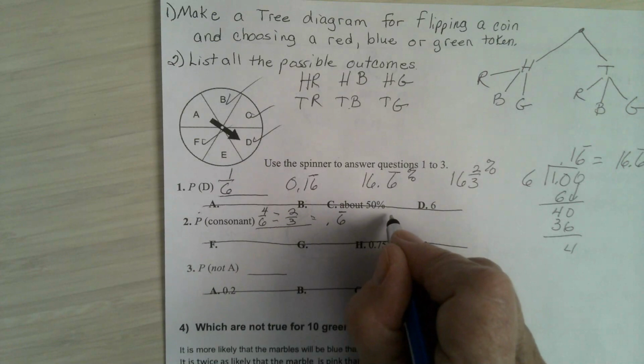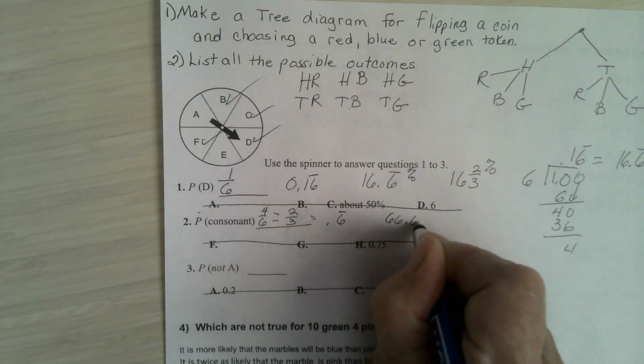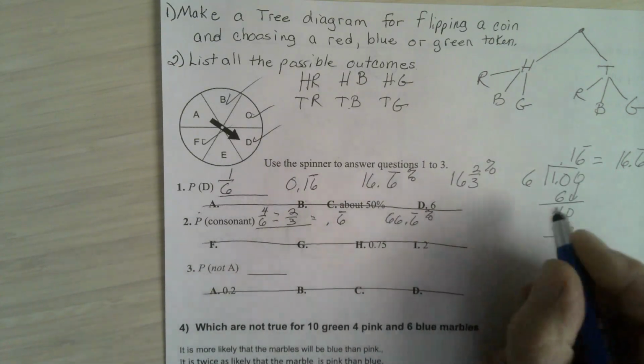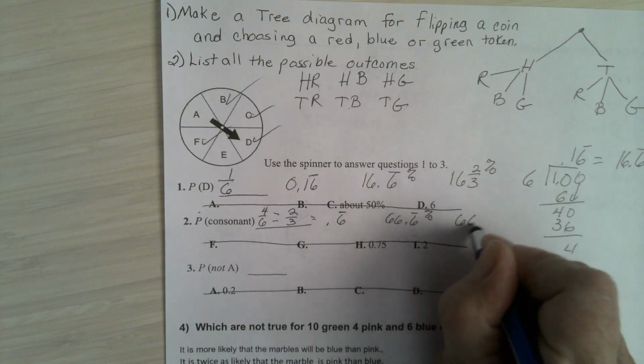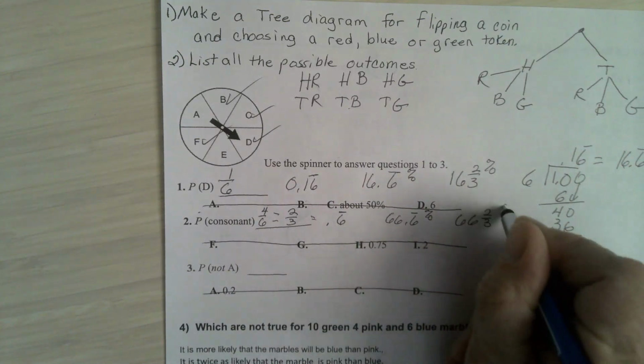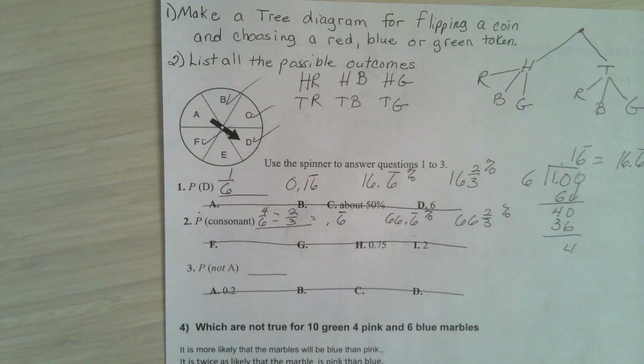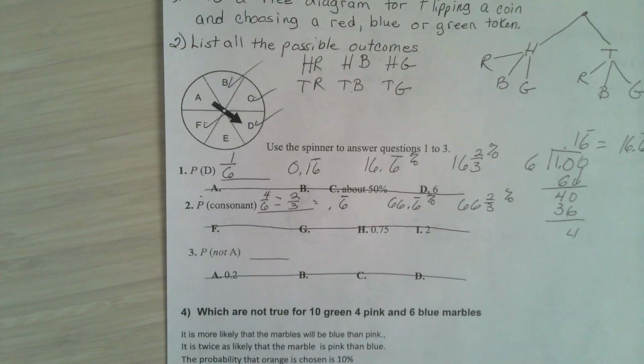Now, that would be 66.6 repeating percent, or 66 2/3%, depending on what the multiple choice would be on the test. Those are the types of things you would have.